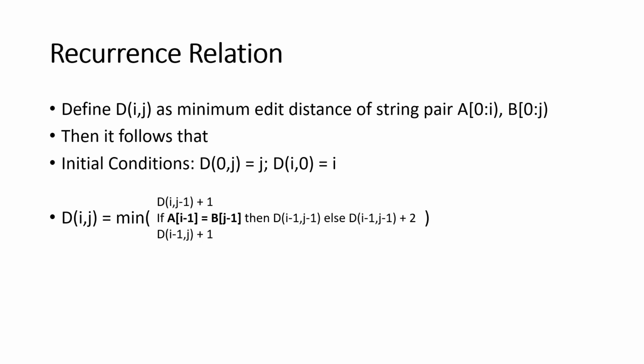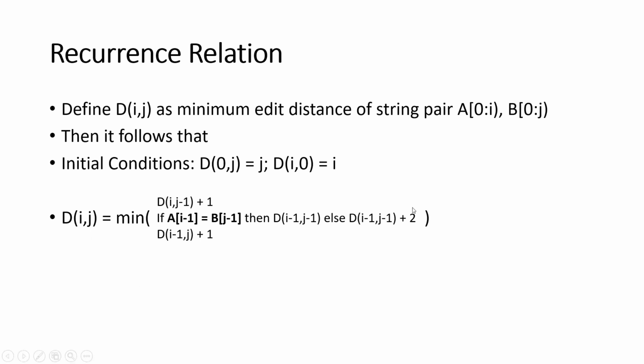Okay, so now for the other d of i, j, the recurrence relation is just the minimum of the three paths taken. So the first one is actually just insertion, which is the function d of i, j minus 1, and then you plus 1 for the cost of insertion. And then the next case is obvious, which is d of i minus 1, j plus 1. So here it's just like insertion, but instead it's deletion.